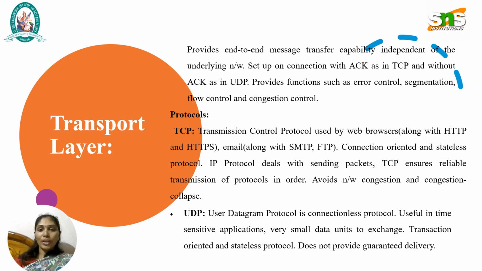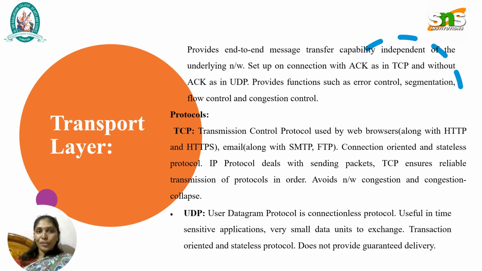Next, TCP is a connection-oriented and stateless protocol. The IP protocol deals with sending packets. TCP ensures reliable, in-order transmission of packets, and avoids network congestion and congestion collapse. So the transport layer is fully focused on avoiding congestion and congestion collapse while transferring data from one place to the other.